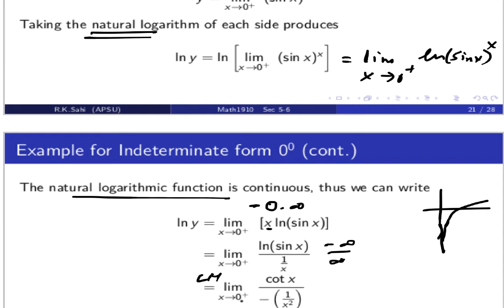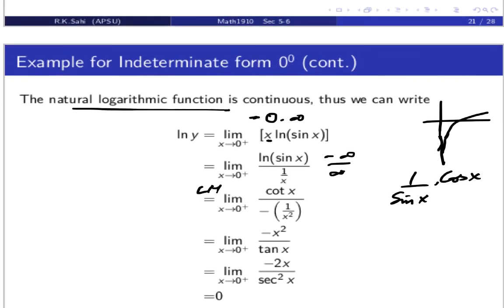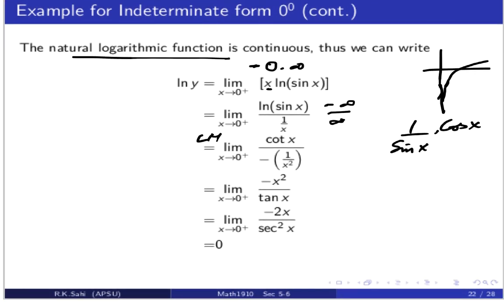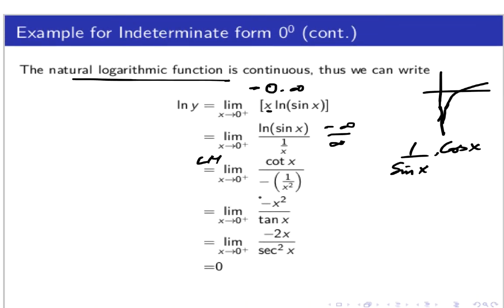Okay, so the limit as x approaches 0 positive, natural log of sine x. Now remember, it is 1 over sine x times the differential of sine, which is cosine x, which is cotangent x. So limit as x approaches 0 positive, cotangent x over minus 1 over x squared. Now we have to see if we can apply it. So let's say 0, cotangent 0. Kind of not working, but if I rearrange the statement, it's minus x squared over tangent x.